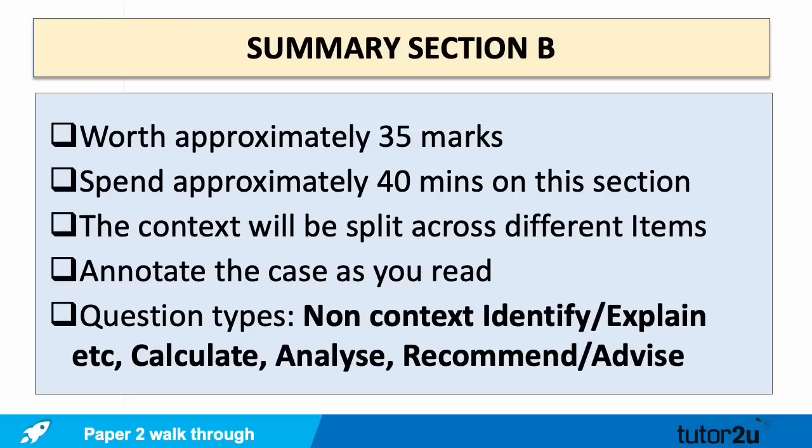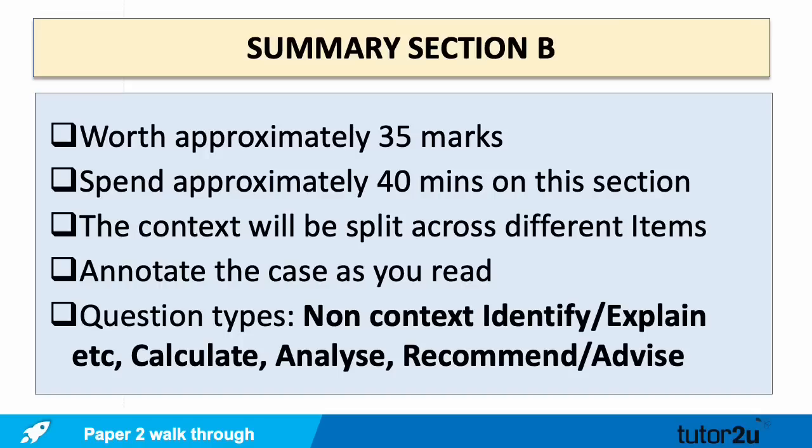So to summarise section B, it's worth approximately 35 marks. This changes each exam series. And we are suggesting spending approximately 40 minutes on this section. So in section A, you've spent 20 minutes on this section. If you then spend 40 minutes on section B, you're up to an hour, and that's an easy landmark to think about in the exam. After an hour, you should be starting section C, and if you're not, you need to do something about it.